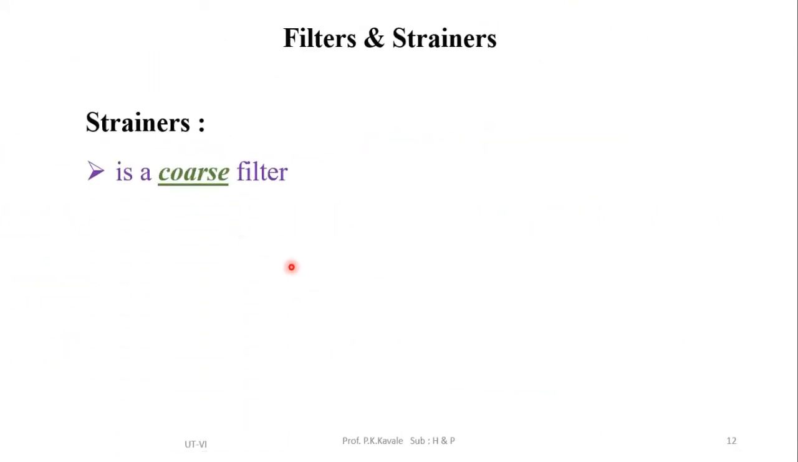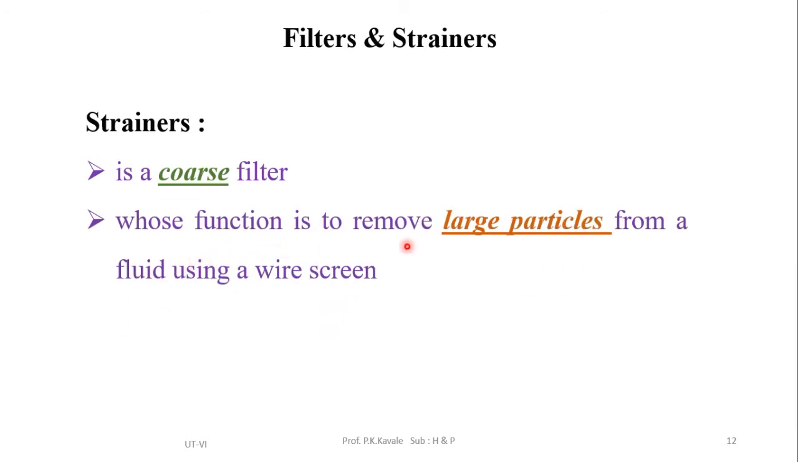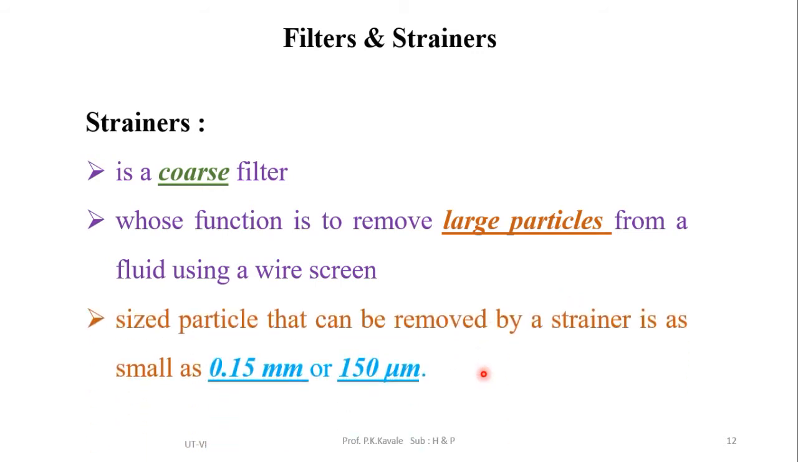Then there is a term called strainer. What is a strainer? It is a coarse filter whose function is to remove large particles from a fluid using a wire screen. The size of particle that can be removed by a strainer is as small as 0.15 mm to 150 micrometer.